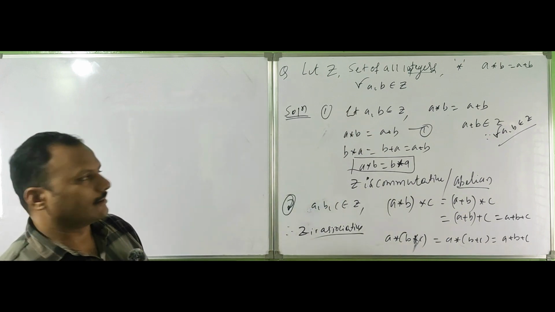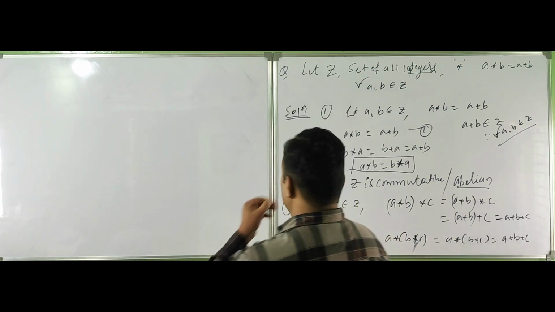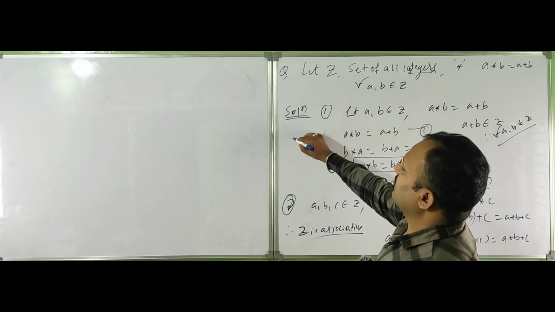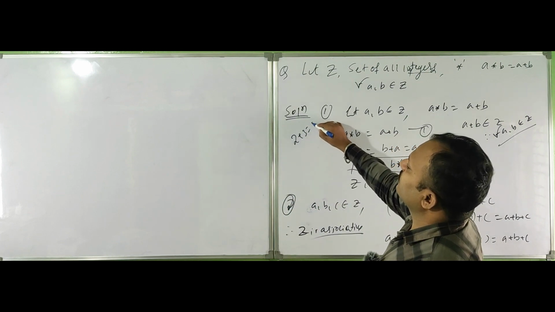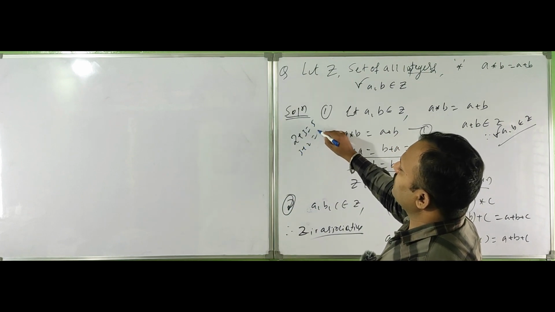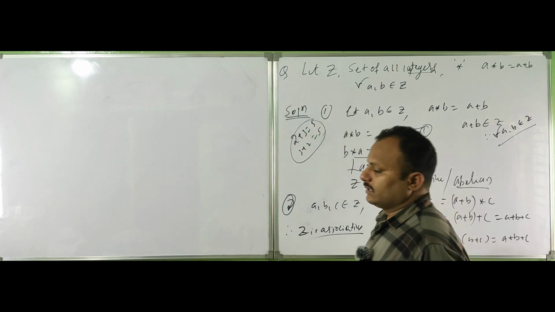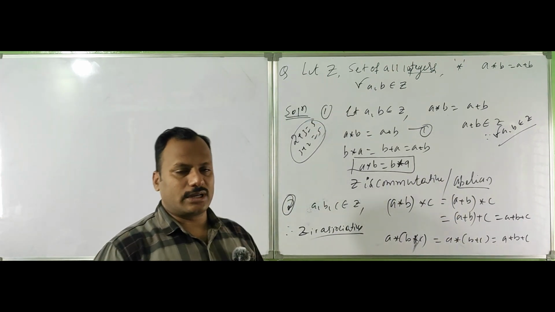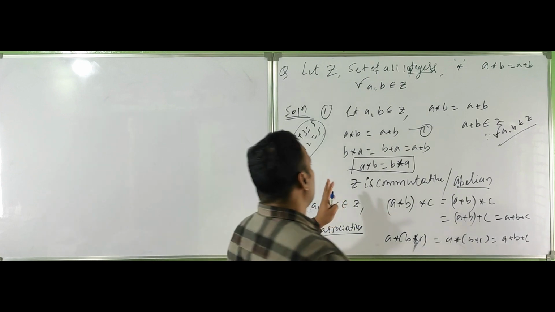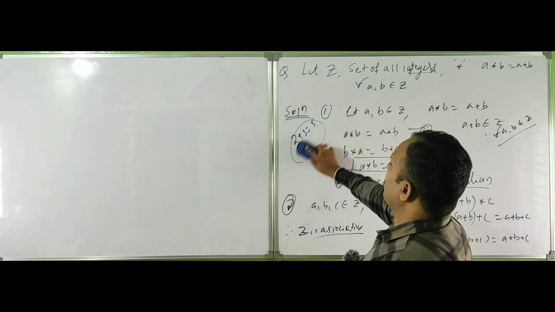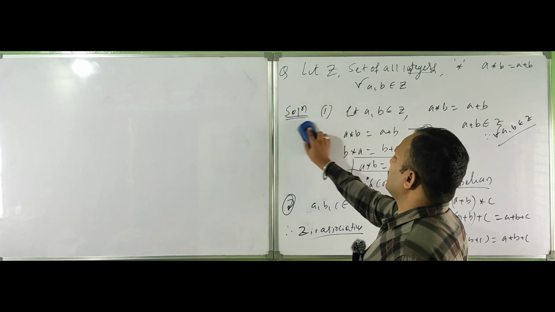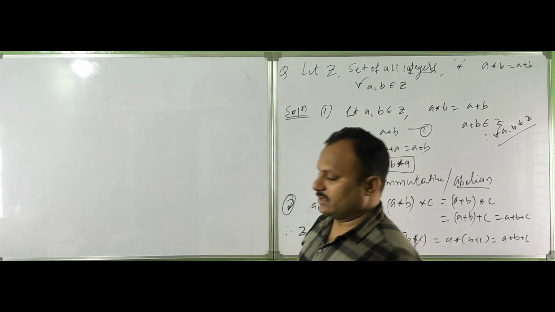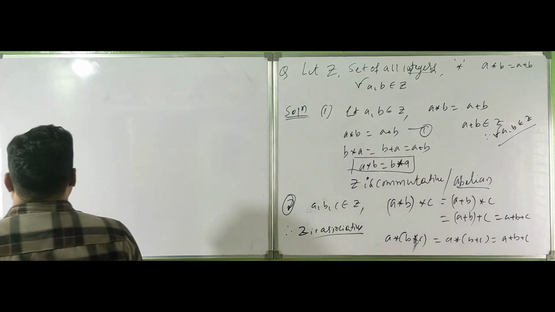See, I have not taken examples for A plus B. I have taken 2 plus 3 is equal to 5 and 3 plus 2 is equal to 5. For rational and irrational numbers you can show it by example, but for natural numbers, whole numbers and integers, it is not necessary.